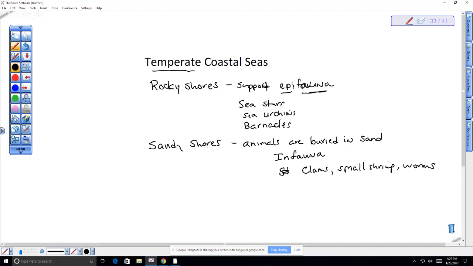The intertidal zones are those zones where the tide comes in, and so they're covered in water part of the time, and then the tide moves out and they dry out. And then you have the tide pools. So the tide pools are found in the intertidal zones.